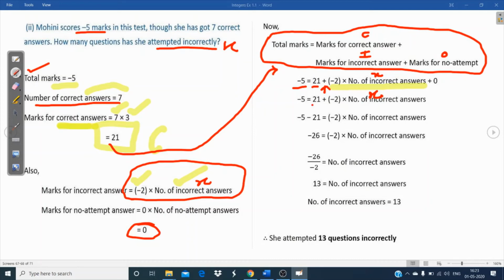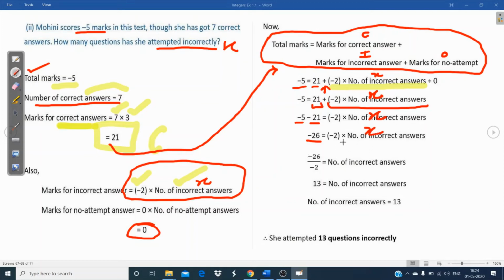Now you can see here, student, this is one term, and after plus this entire is your second term. So this is which sign? Plus sign. There it will go minus, and what is already present? -5. So -5 plus 21, there it will go -21. So this thing will become what? -26 equal to -2 into number of incorrect answers. So incorrect we are representing by x also.